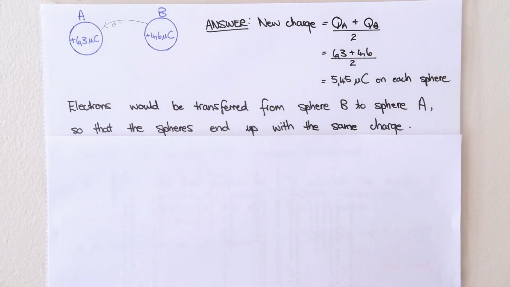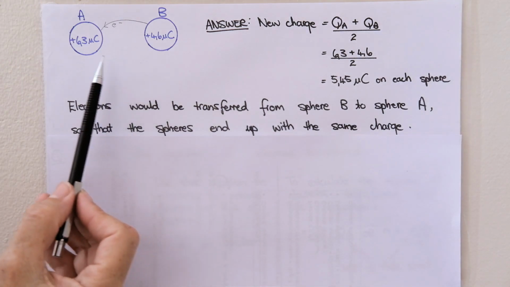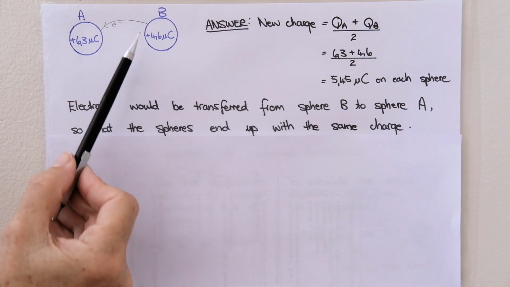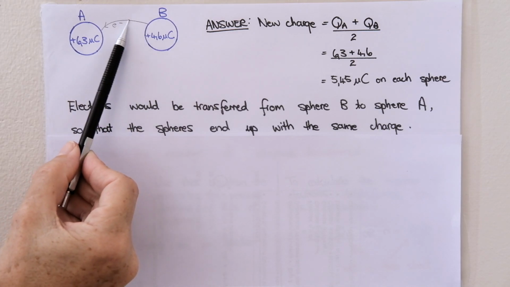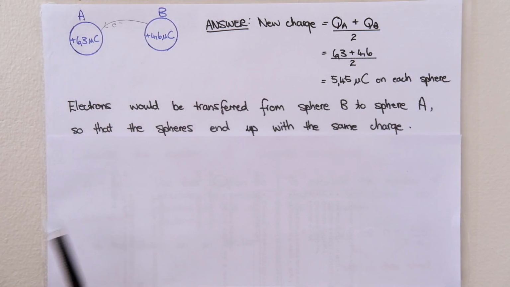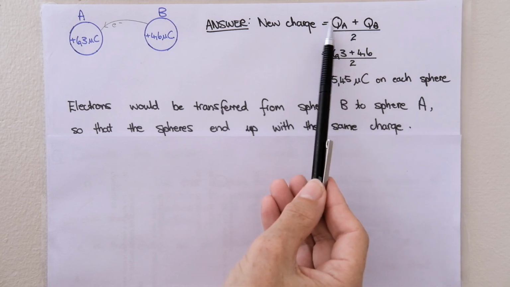I have labeled the spheres A and B, and as you can see again, A is more positive than B. It means it has lost more electrons, so when they touch, electrons will transfer from B to A. To calculate the new charge on each sphere, they will have the same charge. You add up their charges.